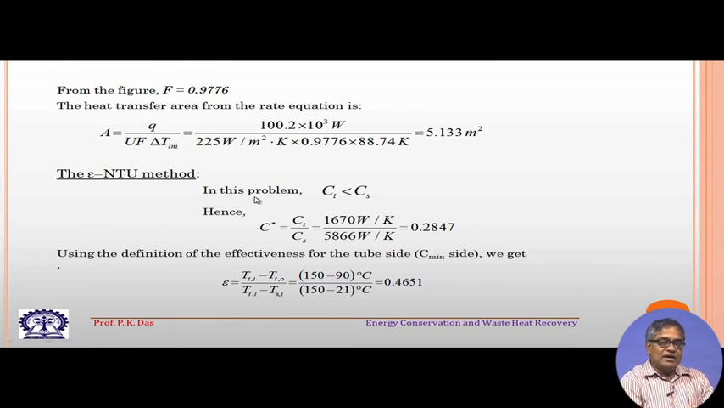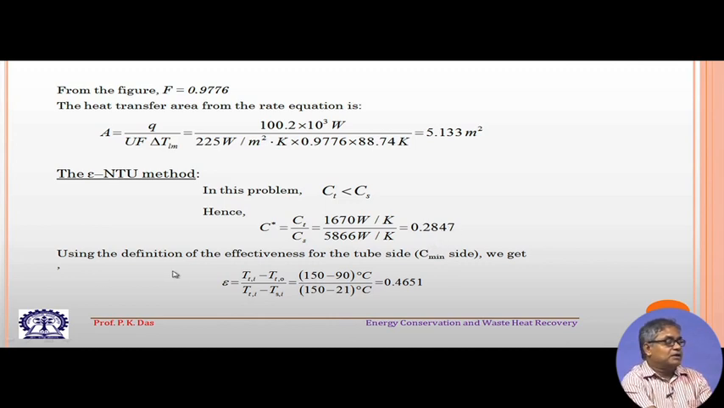Then let us see the parallel method, the Effectiveness-NTU method. In this problem, Ct is less than Cs. That means the heat capacity rate of the tube side is less than the heat capacity rate of the shell side fluid. So, C star, which is C minimum by C maximum, we get 1670 by 5866, that is 0.2847.